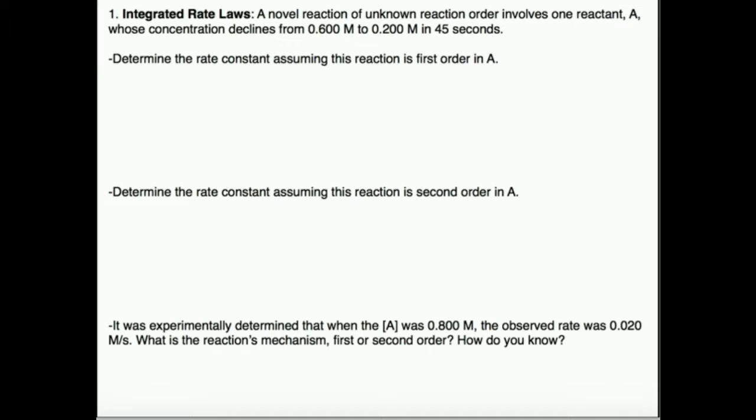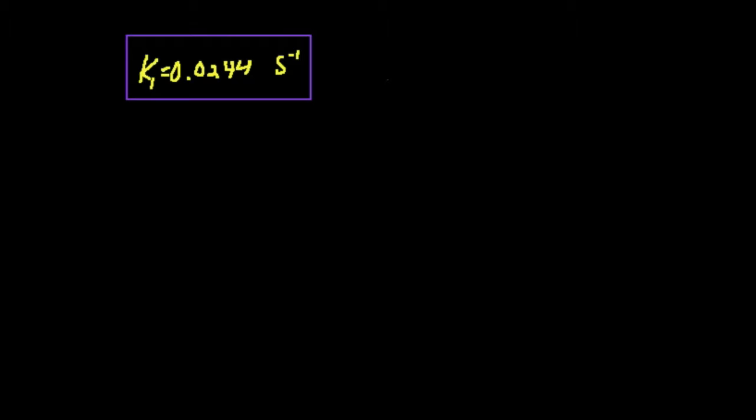Alright, welcome back. In the previous video we worked this problem and we determined the rate constant assuming the reaction was first order in A. So let's read the problem again, and this is using integrated rate laws to determine quantities. A novel reaction of unknown reaction order involves one reactant A whose concentration declines from 0.6 molar to 0.2 molar in 45 seconds. Now in the previous video we determined the rate constant assuming it was a first order reaction, and we got 0.0244 per second.